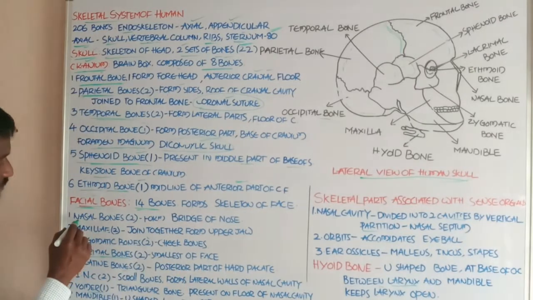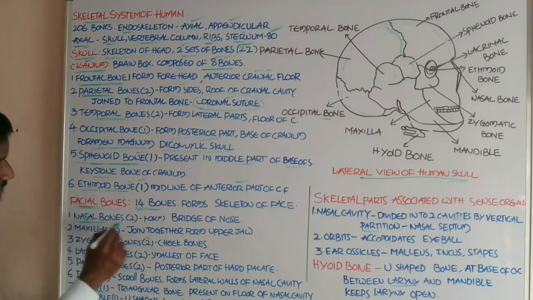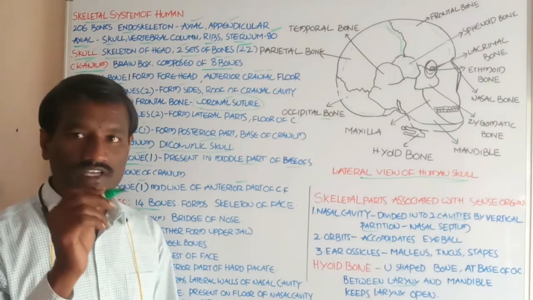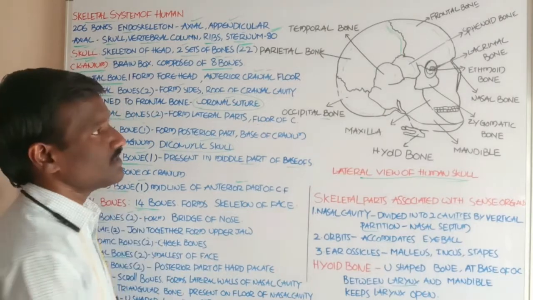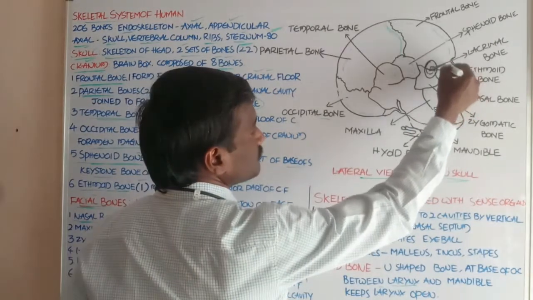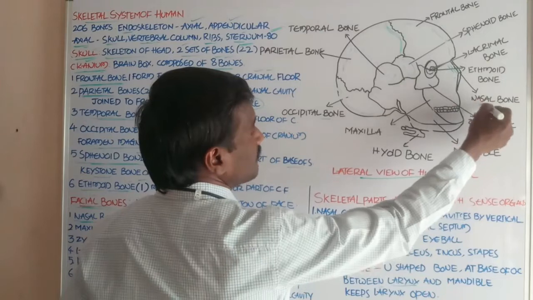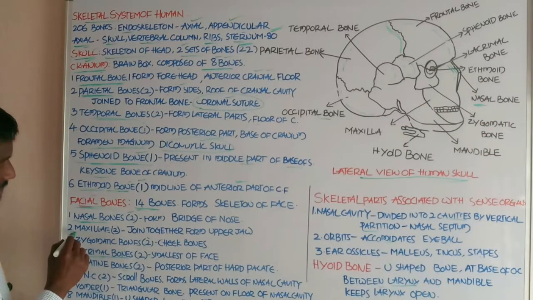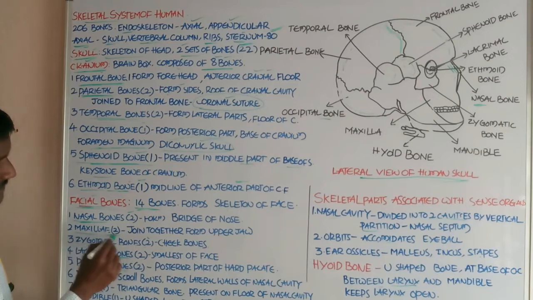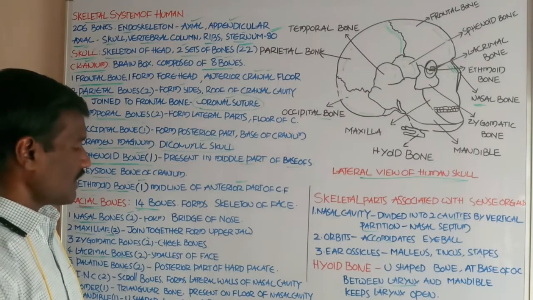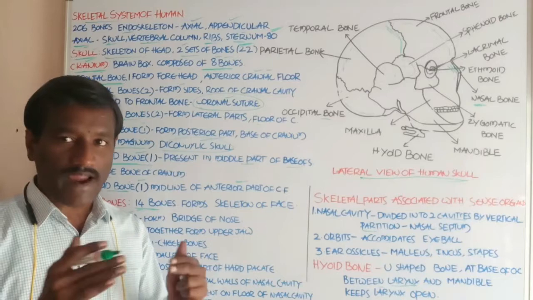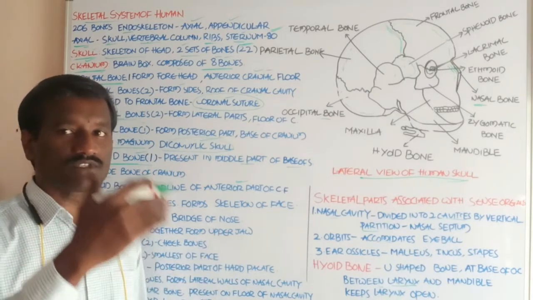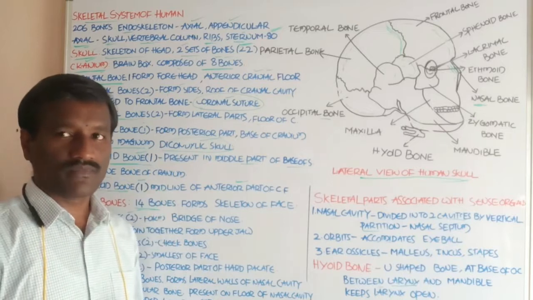See, the first one is the nasal bones. Nasal bones are 2 in number and form the bridge of the nose. Next, the second one is the maxillae. Maxillae are 2 in number, joined together, and form the upper jaw.